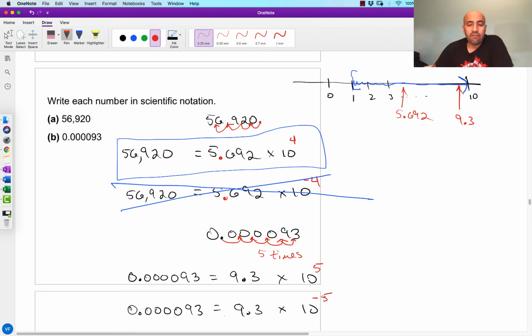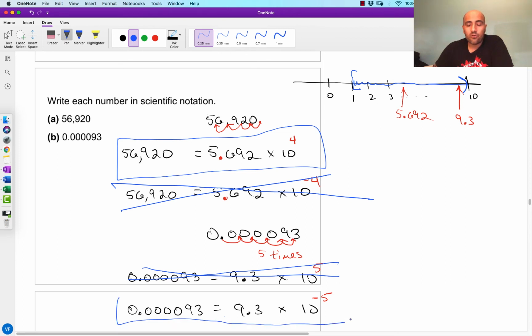10 to the -5, that's going to be a very small decimal. And when we multiply that tiny little decimal times 9.3, which is a pretty large number compared to that one, the product of those two does equal that little one, right? So hopefully you can just reason your way through it so you can figure out whether you're supposed to have a positive exponent or a negative exponent.